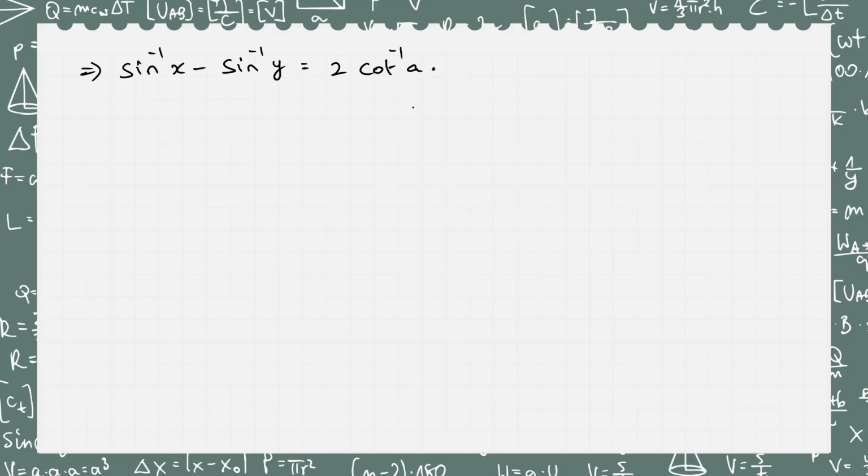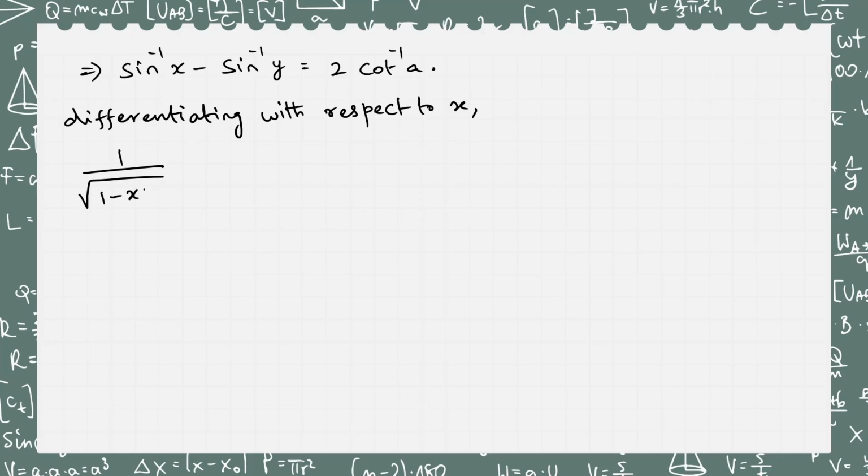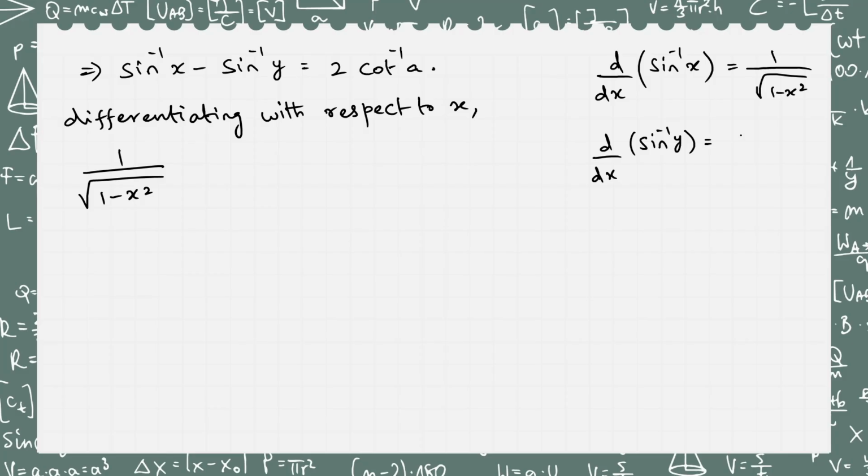Now differentiation will be very easy. Differentiating with respect to x, we will have 1 divided by root of 1 minus x square, because you know that d by dx of sin inverse x will be 1 by root of 1 minus x square, and d by dx of sin inverse y will be 1 by root of 1 minus y square, but we are differentiating with respect to x. So applying chain rule, we have into dy by dx.